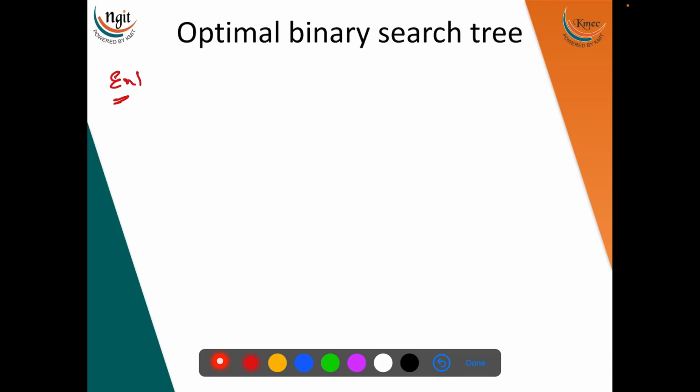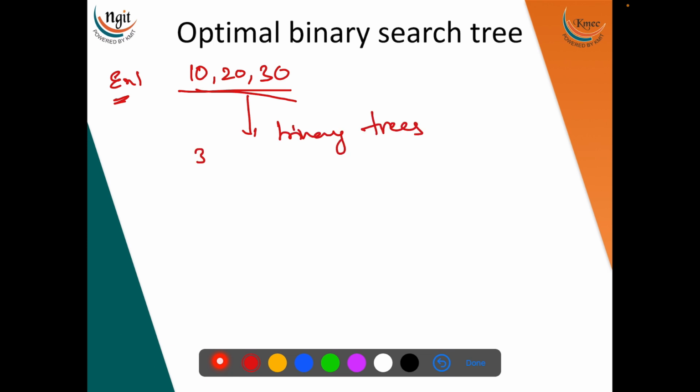Understand in a better way. Let us assume that you have three keys: 10, 20, 30. For the same set of keys, there can be many possible binary trees, and we'll see a few among them. Now 30, 20, 10. This is one binary tree.